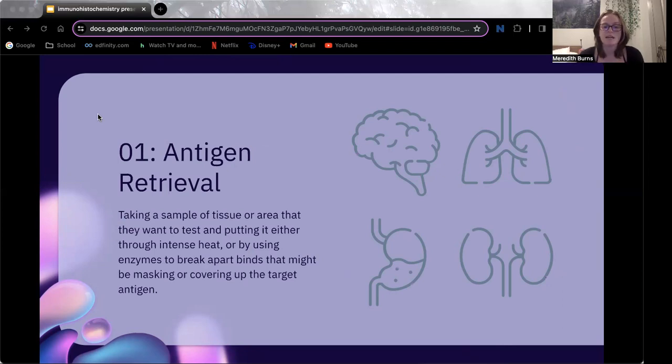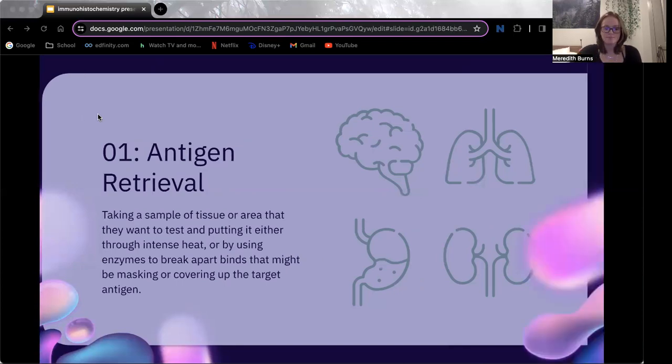They do this by taking the sample of tissue that they want to test and putting it through intense heat or by using enzymes to break apart binds that might be masking or covering up the target antigen. This allows the target antigen to be more exposed and allow for optimal binding with the primary antibody.